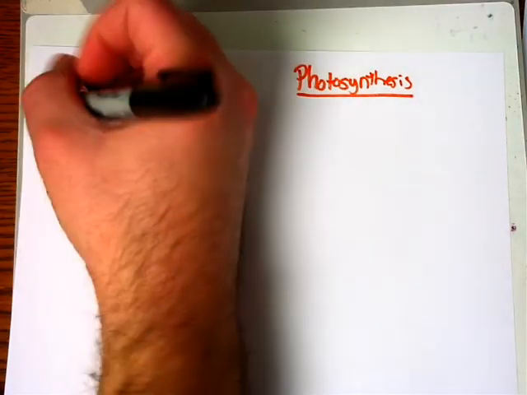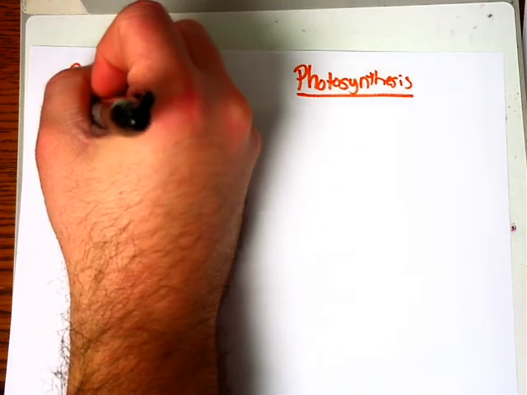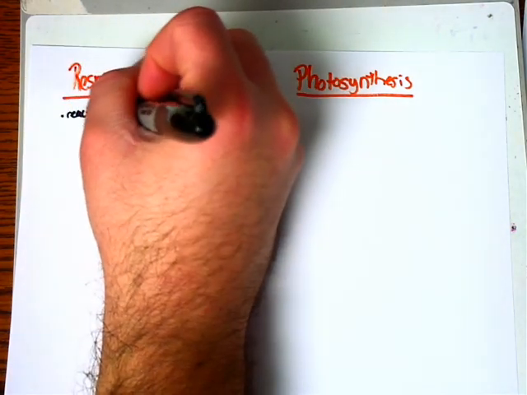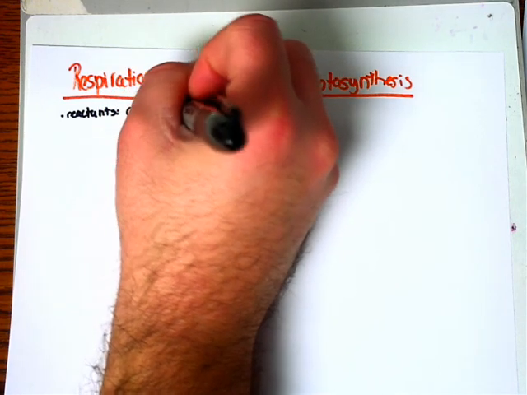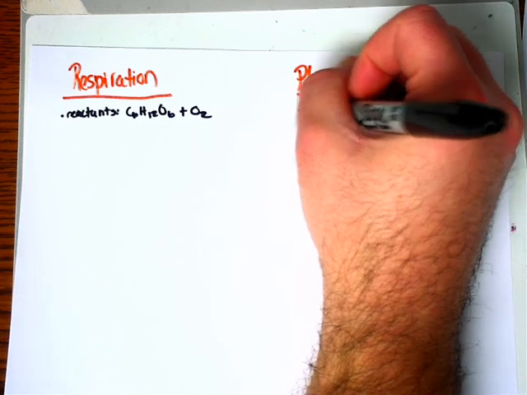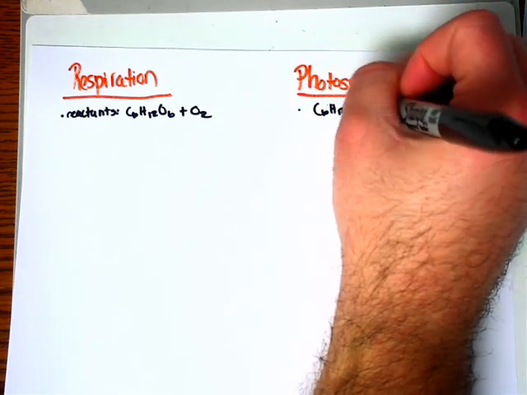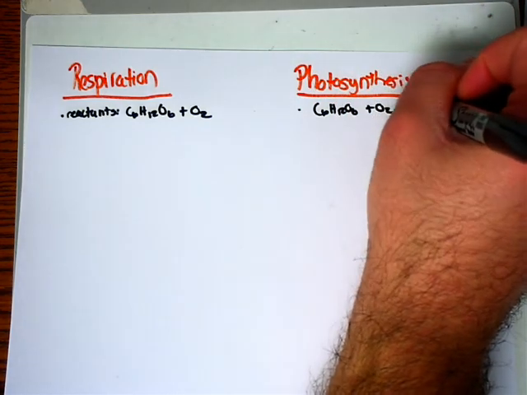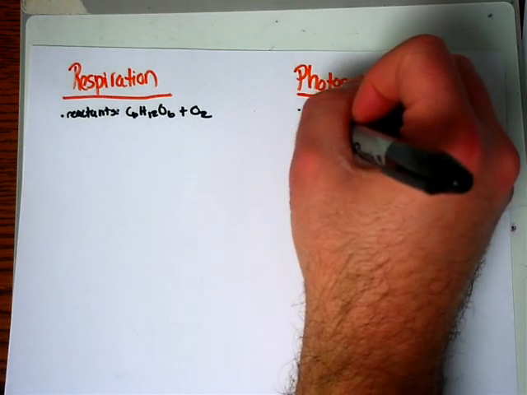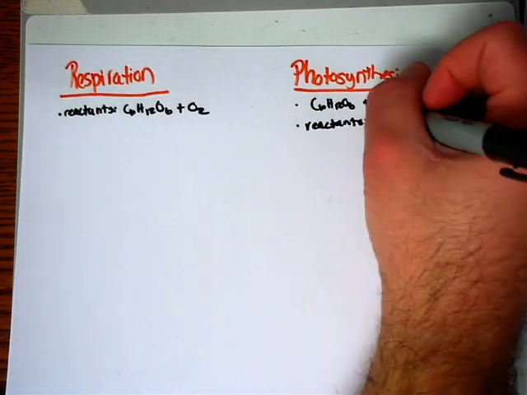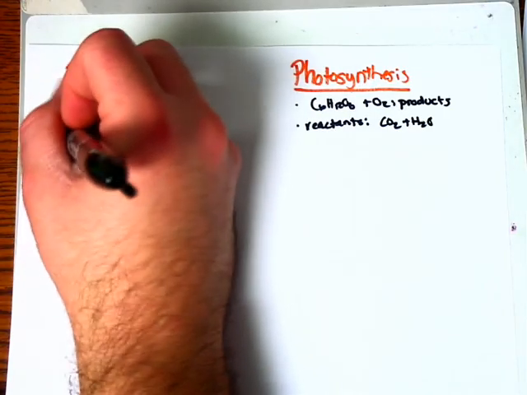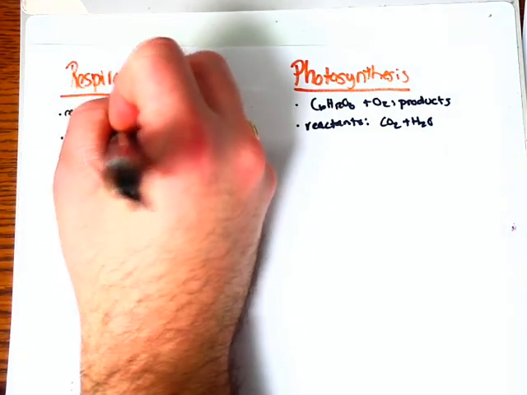What are the reactants for respiration? We have glucose and O2. What are the products of photosynthesis? C6H12O6 plus O2. So we see that they're direct reversals, so that would mean that the reactants of photosynthesis would be what? CO2 and H2O. And then the products of respiration would be that CO2 and that H2O, right?